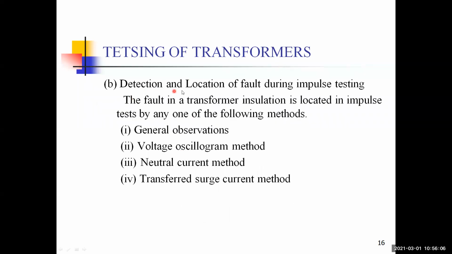Testing of transformers: detection and location of the faults during the impulse test. The fault in transformer insulation is located in the impulse test by one of the following methods. The faults in a transformer can be found by general observations, by observing the transformer for any open circuits, short circuits, or any damage. Then the voltage oscillogram method, neutral current method, and transfer surge current method. By using these different types of testers, the location of faults in the transformer can easily be detected by applying the impulse test.